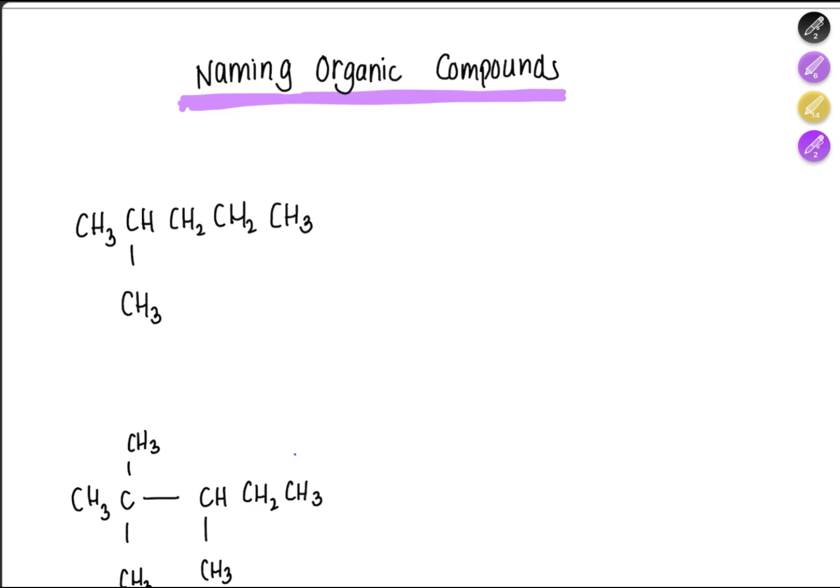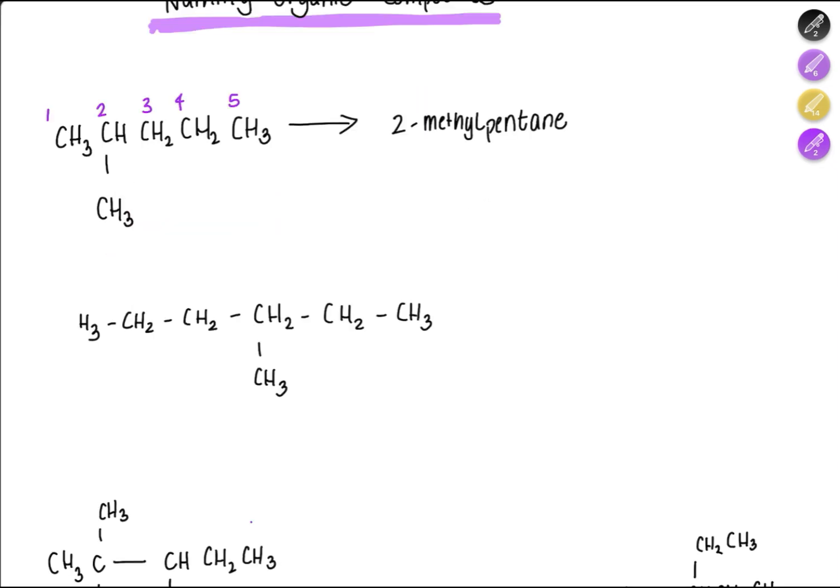This is going to be 1, 2, 3, 4, 5. Okay, so this is pentane, because this is an alkane with 5 carbons. Now, in a side chain, you have a methyl group, CH3, and this is attached to the second carbon, right? So you will call this 2-methyl.